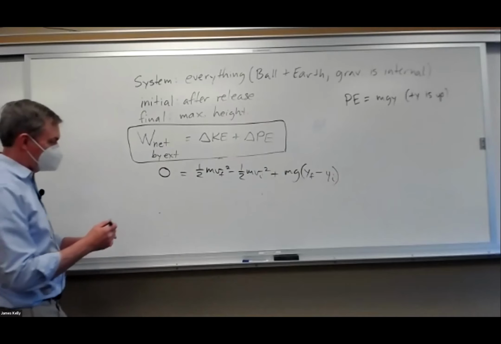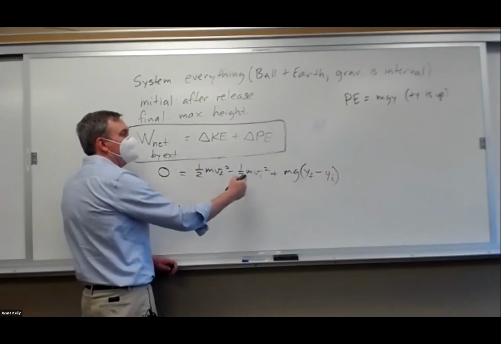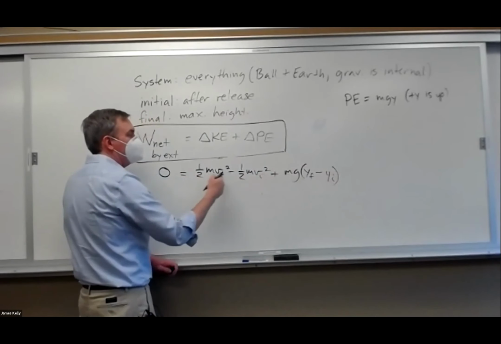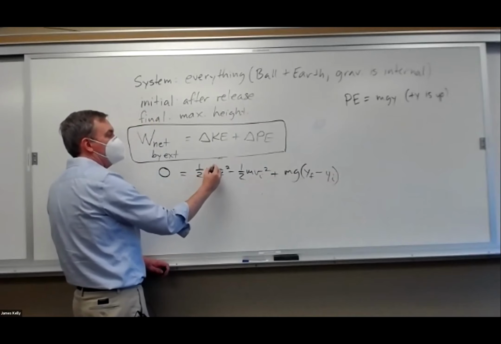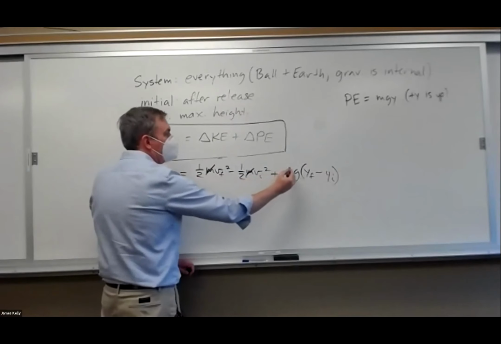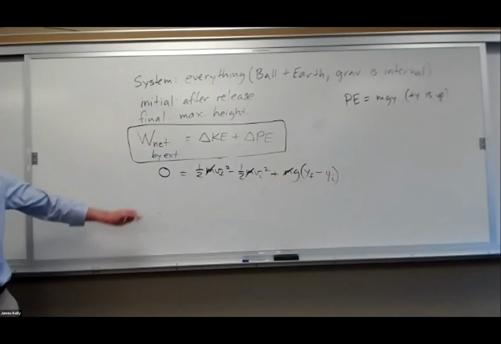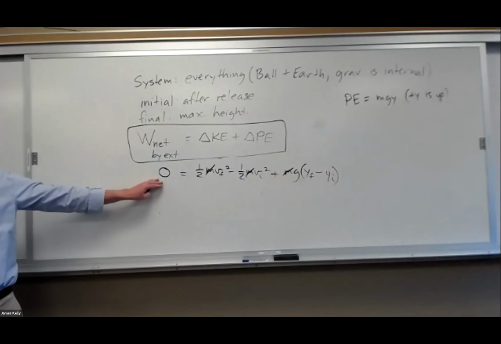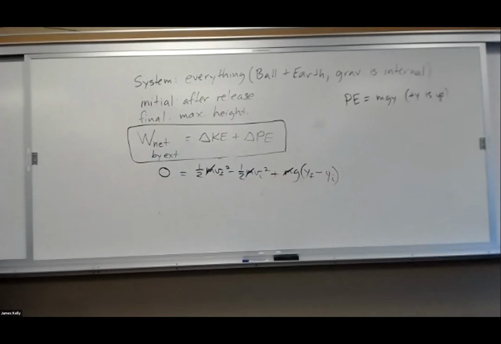And I think, to make my life easier here, I can see I've got a common factor of m, so let's divide both sides by m. That makes all the m's go away on that side, and 0 divided by m is still 0. It doesn't matter what m you divide it by, it's still 0. So the m's go away, that's kind of nice.